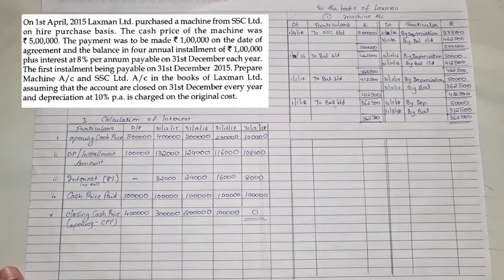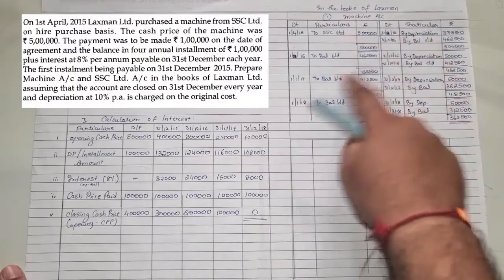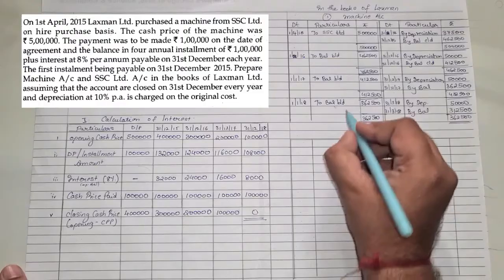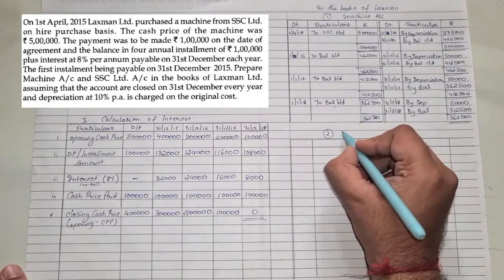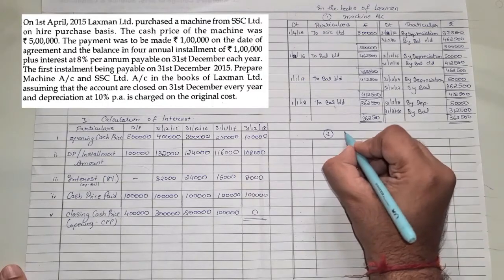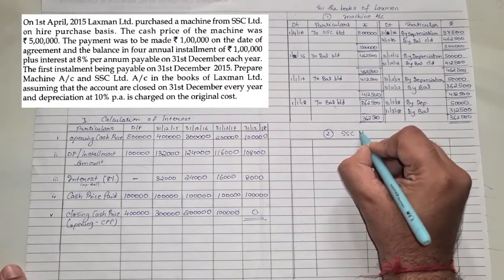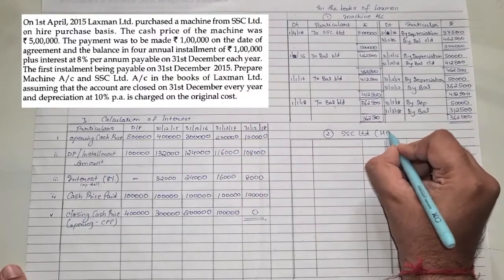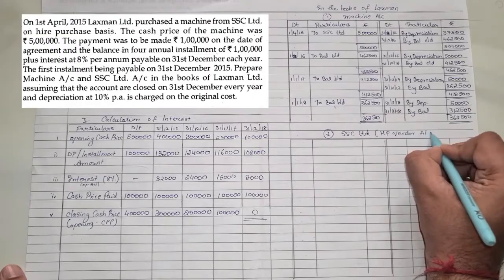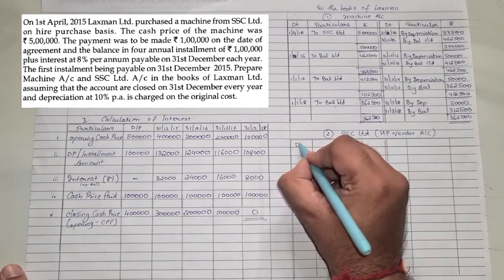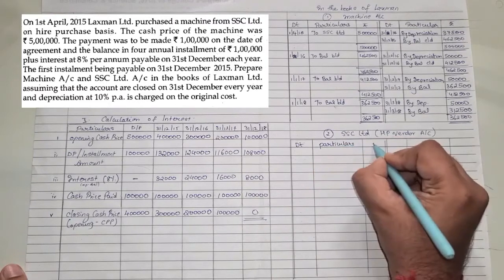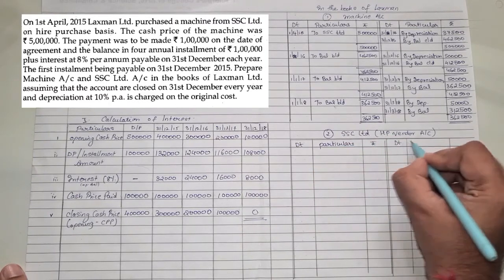Okay, so this is how you'll have to solve your machinery account. Very simple, the same thing. You're just copy pasting the same entries every year. So that was number one. Second, now we have to make the vendor, the seller's account, the hire purchase vendor account. So that is SS Limited. It's also called the hire purchase vendor account. Again we'll have date, particulars, rupees, date, particulars, rupees.